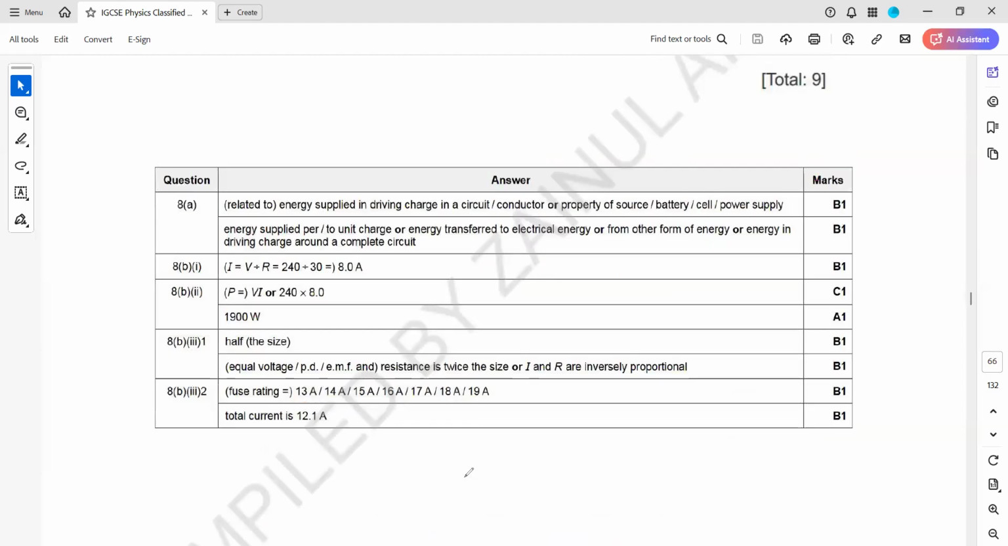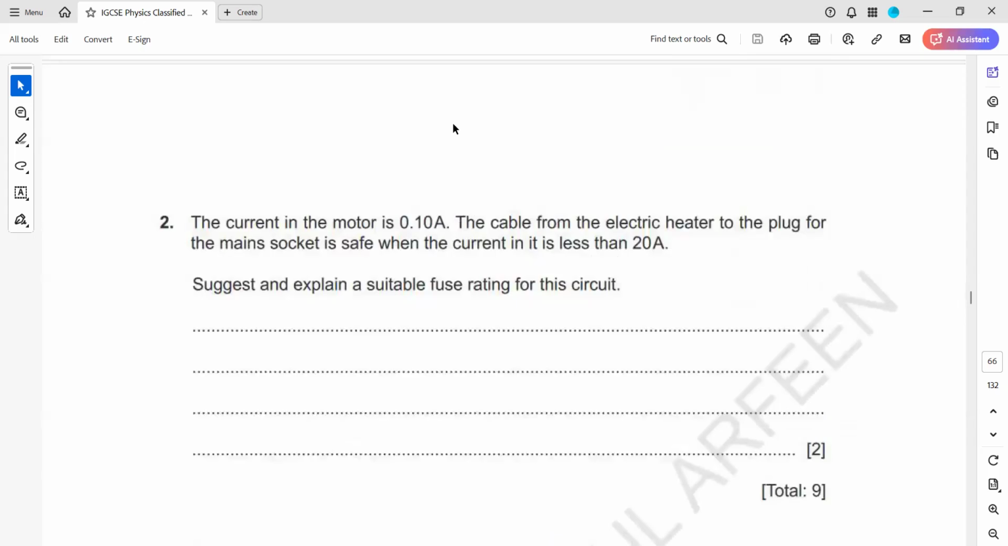How do we know the current? It is given in the question. The current in the motor is given in the question as 0.1 ampere. Okay.